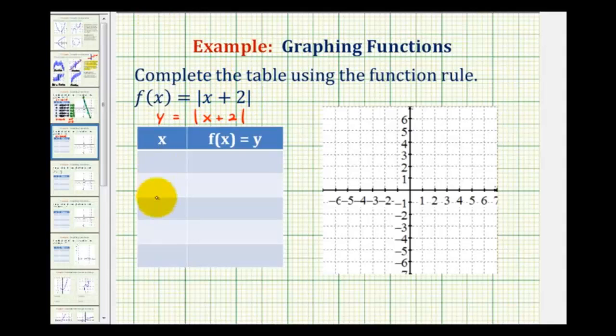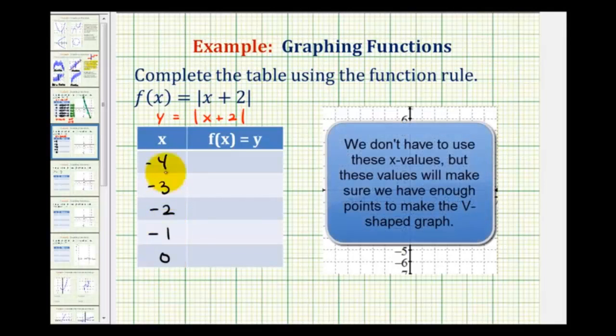So I'm going to put negative 2 in the middle of the table, and then I'll select values that are less than negative 2 here and greater than negative 2 here. So I'll go ahead and use negative 3 and negative 4. These are smaller than negative 2, and then I'll also use negative 1 and 0, two values that are greater than negative 2. Now let's see what happens when we use these values.